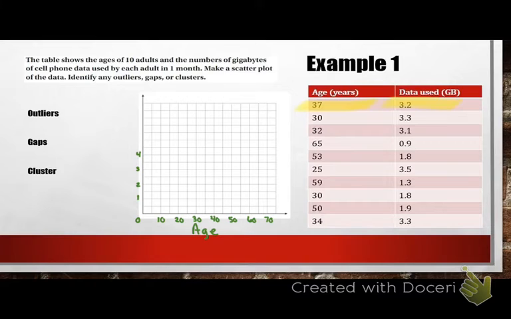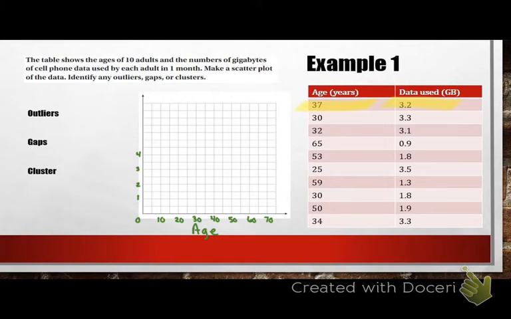Okay, so I went by tens, but I skipped every other block. Go ahead and do that on your chart right now. Same thing with the gigabytes. I skip a block every other one, and I went by ones. So go ahead and do that.